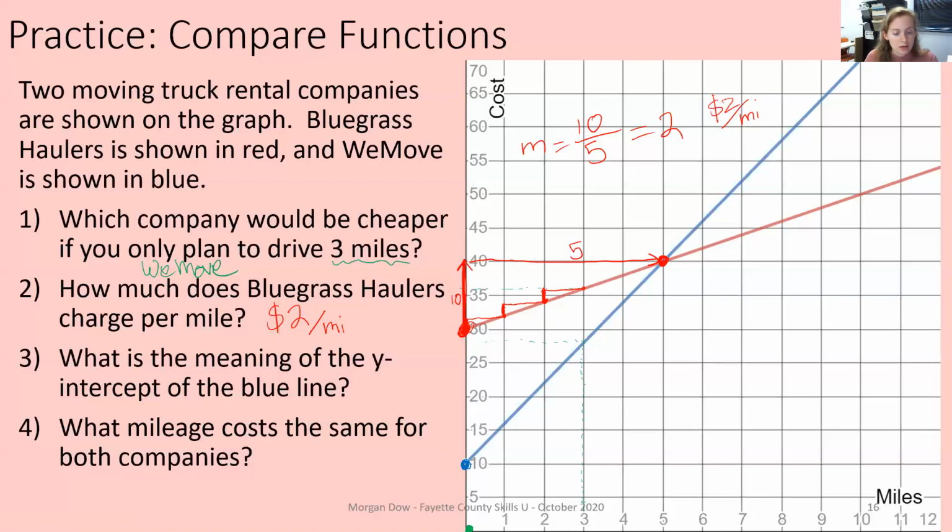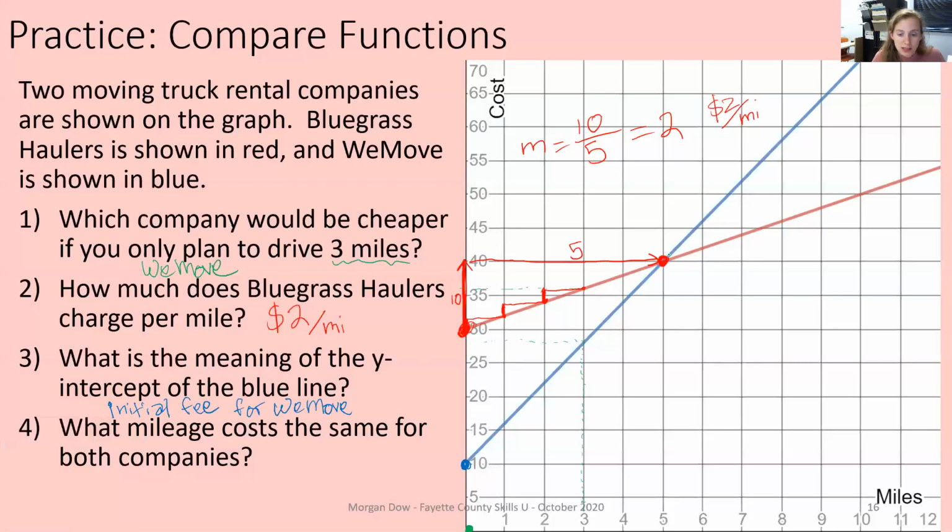Well, that $10 is what you have to pay before you've driven any distance. That's when you're at 0 miles. So $10 is like the initial fee or the baseline fee for this rental truck company. So we could say that it's the initial fee for We Move. So before you start driving anywhere, just to rent the truck itself, you have to pay $10. All right, and then number 4, what mileage costs the same for both companies?